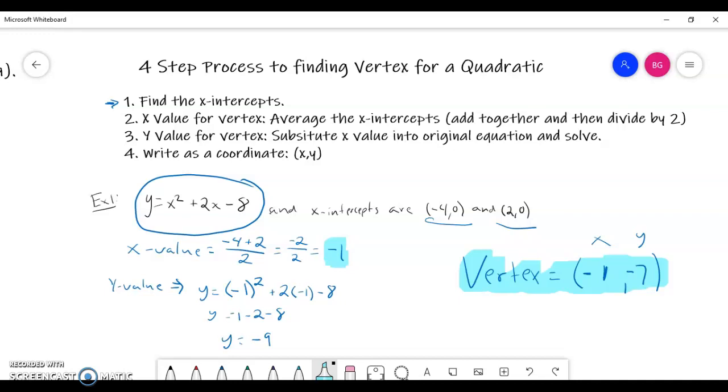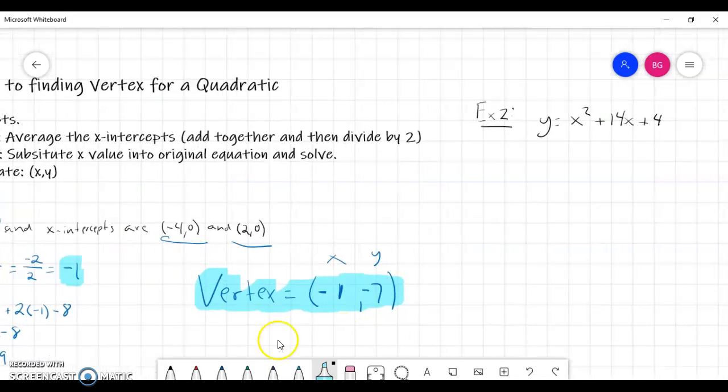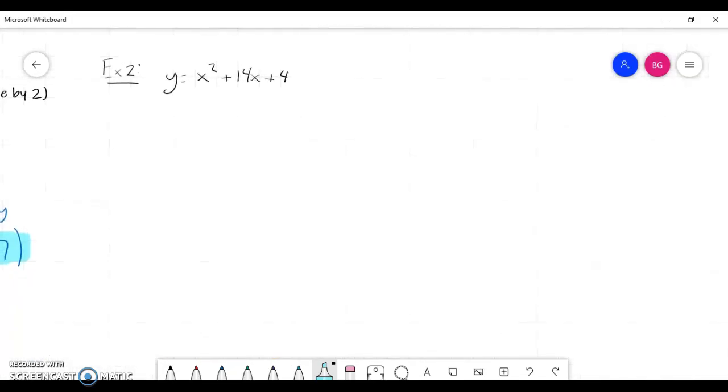Then you need to find the x value first by averaging your x-intercepts to get the x value. Then take your x value and substitute it back in the original equation to get the y value. That'll allow you then to write it as a coordinate for your vertex. So here we go. Here's example number 2.